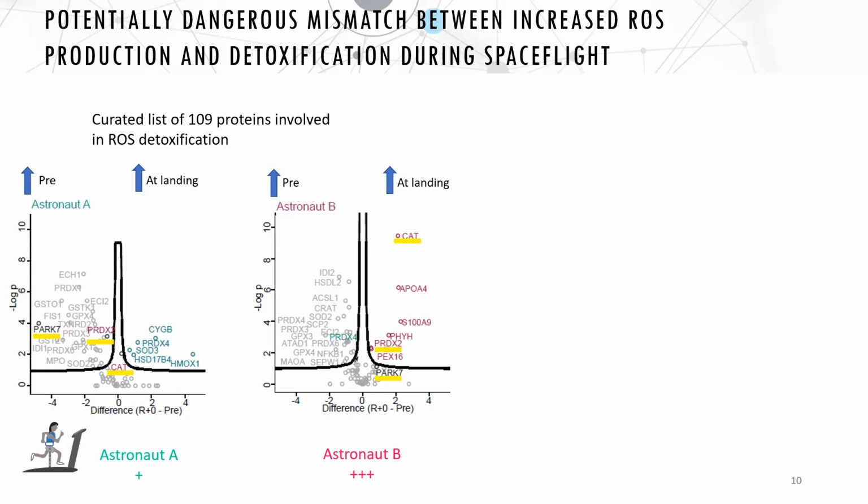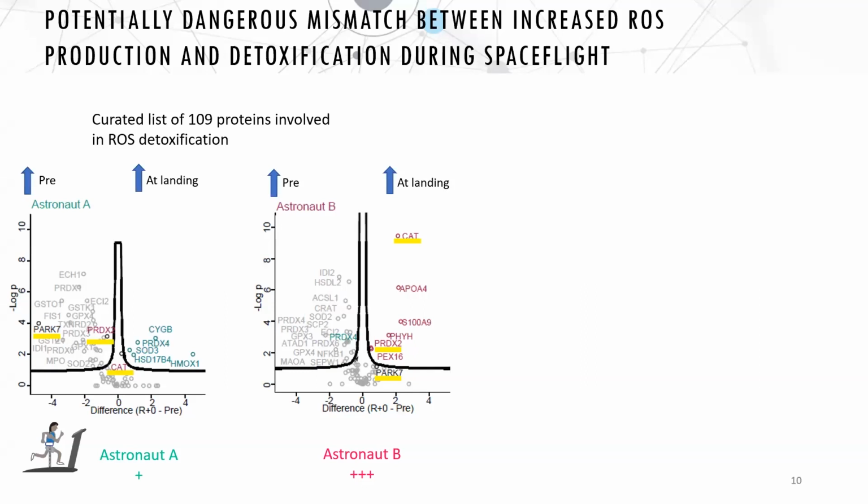What you can see immediately is that the majority of these ROS detoxifiers have a higher expression before the mission than after the mission. And so what we think is that there is a potentially dangerous mismatch between the production of reactive oxygen species and the ability of muscle in space to detoxify them. This is one thing I'd like to show.